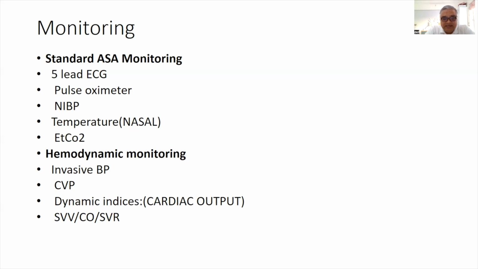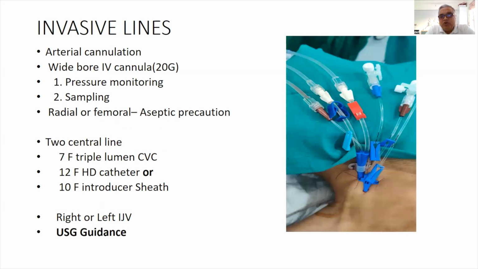Dynamic indices, I'll tell you, you people are all versed with cardiac situations. So cardiac output monitor, what we have is AV1000, which we are using in almost all the recipients. So we put two lines, because we require more number of ports to give infusions.